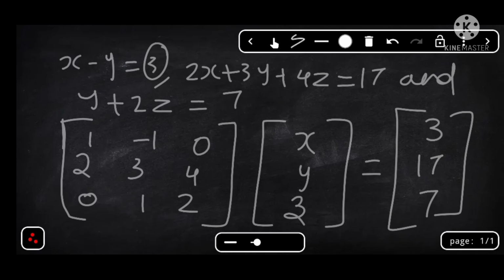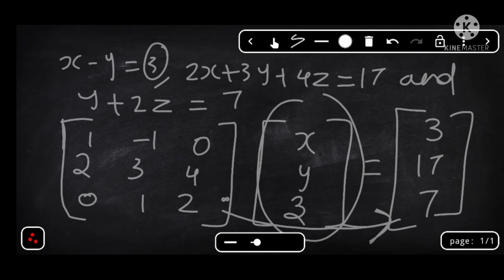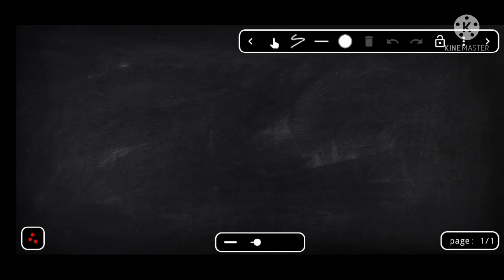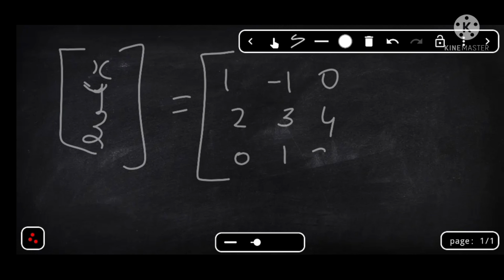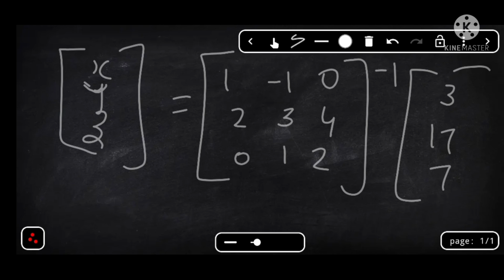Clear? So if we need to find x, y, z, we need to take this matrix to the other side, so it will turn into an inverse. How can we write that? x, y, z equal to the inverse of this matrix times the column 3, 17, 7.